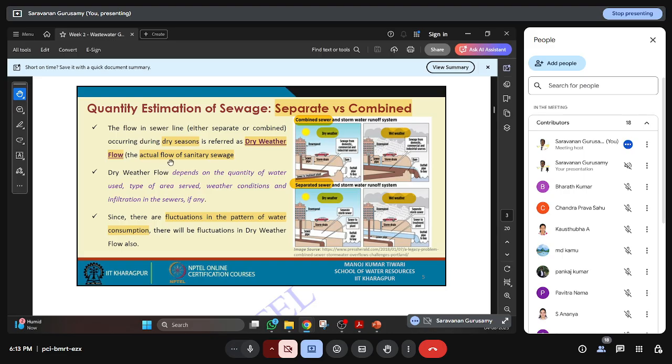So in the dry season, the dry weather flow is considered as your sewage quantity, because only sewage will come. That is called the sewage quantity, the dry weather flow, DWF. It is based on the water used, type of area served, weather condition, and infiltration in the sewer. These are the four factors that will affect your dry weather flow. Dry weather flow is nothing but the sewage quantity. The fluctuation is also based on the pattern of water consumption, based on urban or rural, as I have said, and fluctuation in the dry weather flow.